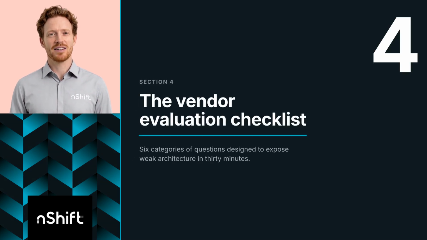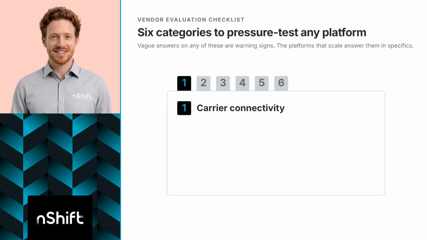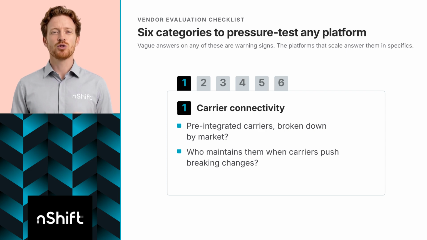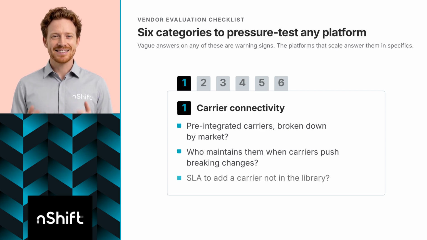Take this into your next vendor demo. 6 categories. The questions in each are designed to expose weak architecture inside 30 minutes of conversation. First, carrier connectivity. How many carriers are pre-integrated by market? Who maintains them when carriers push breaking changes? What's the SLA to add a carrier that isn't in the library?